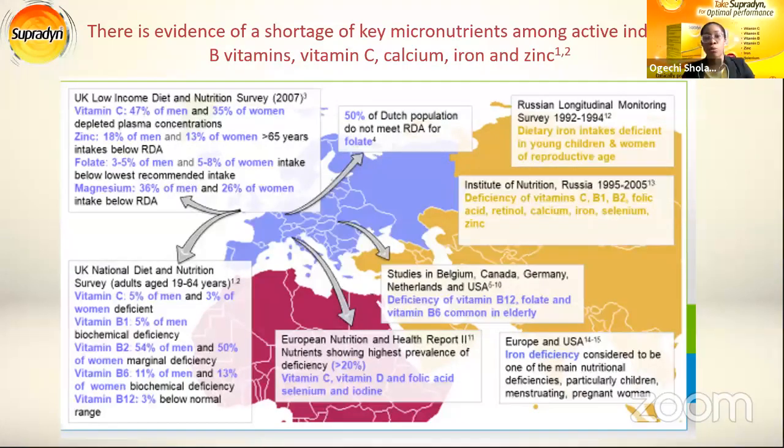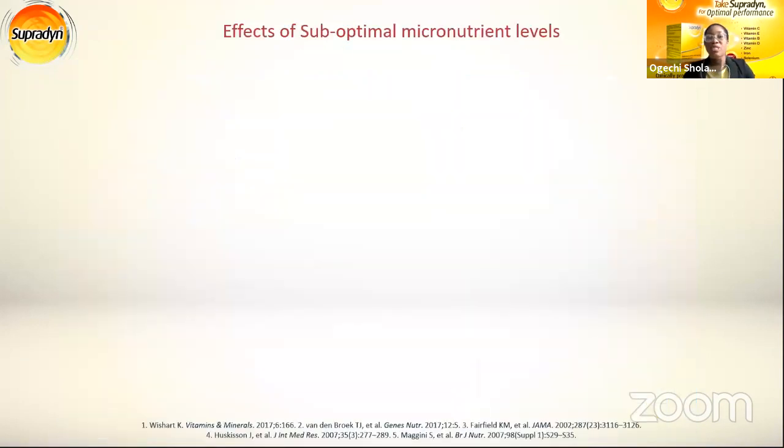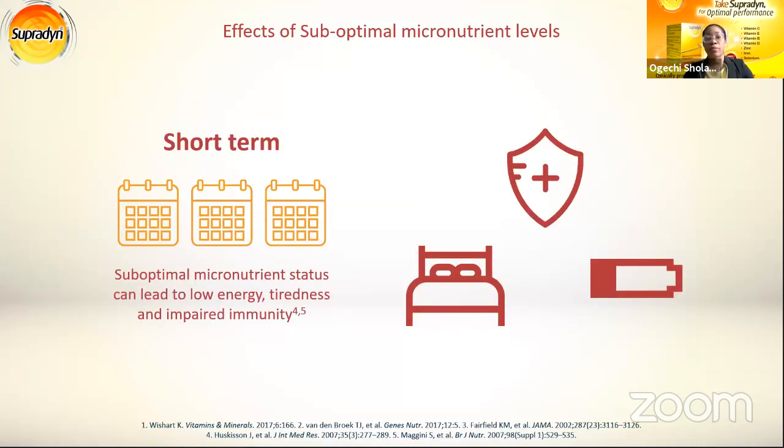If you look at that slide very well, you see a lot of different studies in different climes, Canada, Germany, UK, where it was shown that a lot of people actually have depleted levels or deficiencies of some of these key micronutrients, which are useful in maintaining homeostasis and ensuring that people stay healthy. Now, what is the effect of suboptimal micronutrient levels? Why are we talking about suboptimal micronutrient levels? In the short term, there are 3 major things that are shown as symptoms: low energy, tiredness, and impaired immunity.